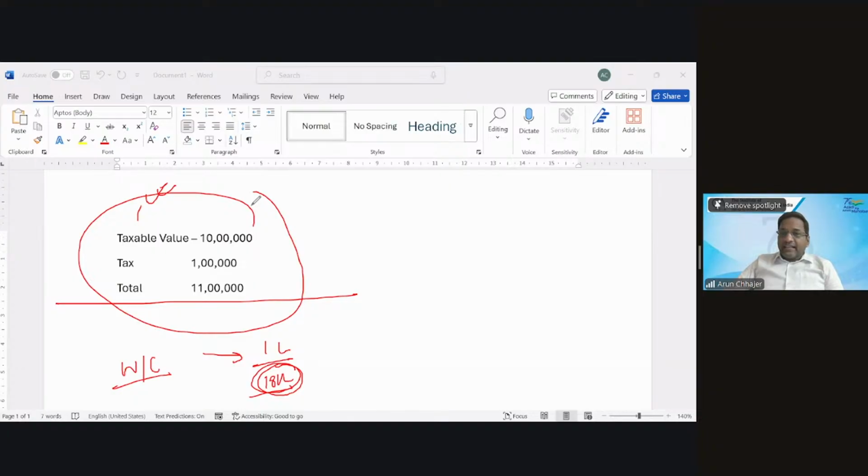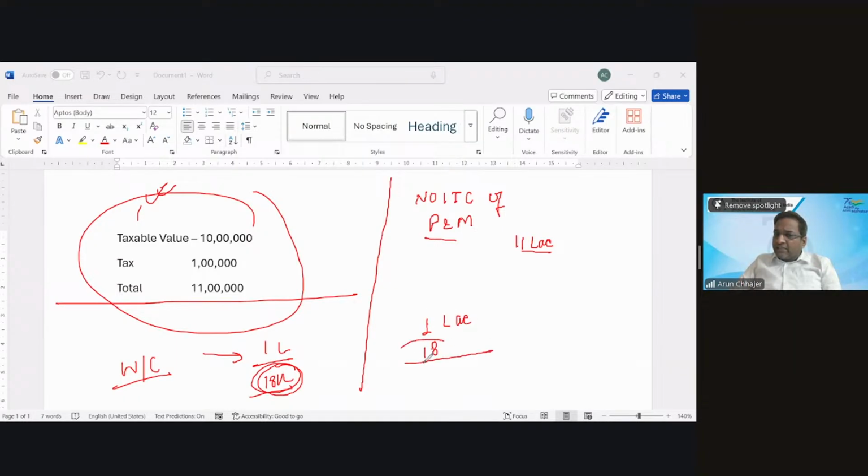So let's take an example. Good, Samyanathan, you have asked the question. Let's take an example that I have not taken the ITC of plant and machinery. When I purchased, the entire 11 lakh I have capitalized. Assume that. Now I have incurred the work contract service 1 lakh. Can I have the choice to take the ITC, or I cannot take the ITC because I have not claimed the ITC on the plant and machinery?